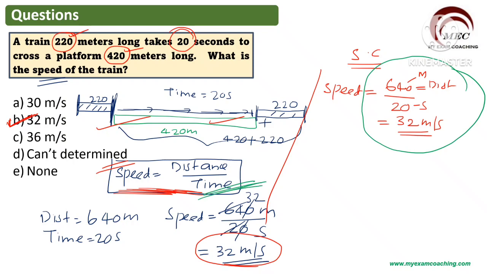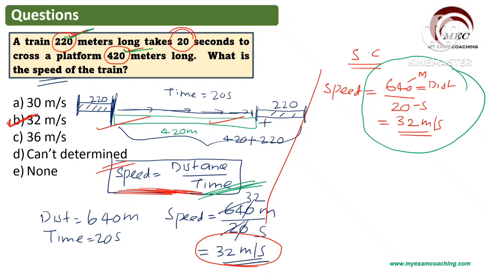And where will we get the distance? Distance will be equal to the total length of the train and the platform. So in total you got 640. Time is given as 20. So putting it into the formula speed is equal to distance by time, we can find the answer: 32 meter per second.